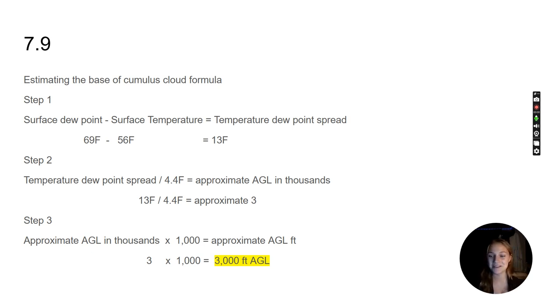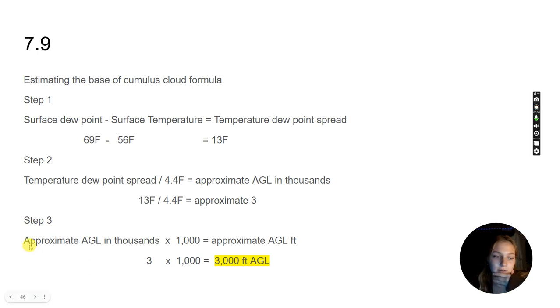All right, now we're gonna do some math, and it's actually not that hard. Okay, so the formula for estimating the base of a cumulus cloud. Where will the base of the cloud be? You take the surface temperature and the surface dew point and subtract them, and that gives you the dew point spread. So we have 69 degrees for the temperature, 56 degrees for the dew point, which equals 13 degrees Fahrenheit. Then that 13 degrees is divided by 4.4 degrees Fahrenheit, which gets approximately 3. It's actually like 2.9. So that's the approximate height above ground level in thousands.